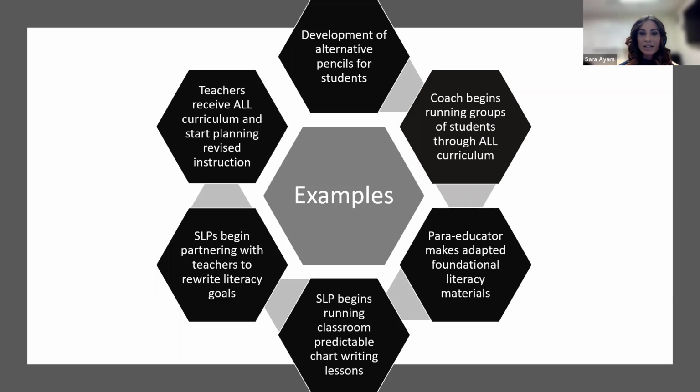And then in a middle school building, that early adopter coach that I had mentioned started running small groups of students through the new ALL curriculum. We also had a paraeducator make some adapted literacy materials to support the curriculum using Boom Cards. And at the same time, some early adopter SLPs began partnering with teachers to rewrite those literacy goals, again, moving away from sight word instruction and matching to more revised foundational literacy skills. And finally, we met with groups of teachers to give them their copies of the ALL curriculum. And then we started to talk and begin to problem solve how they might consider revising their instruction.